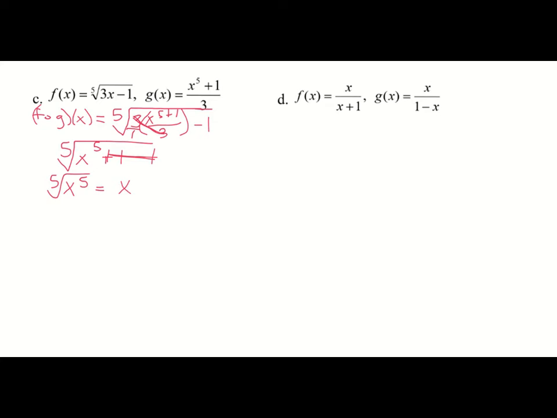Let's try g composed with f of x. So g is x to the 5th power, so instead of x to the 5th power, we're going to put in there f. It's going to be the 5th root of 3x minus 1, plus 1, all divided by 3.